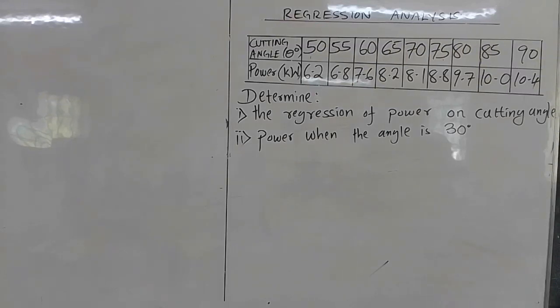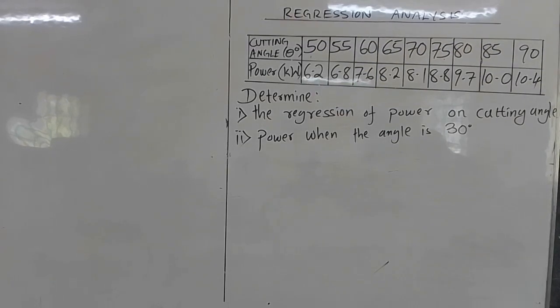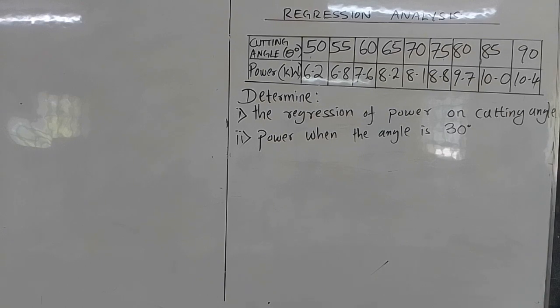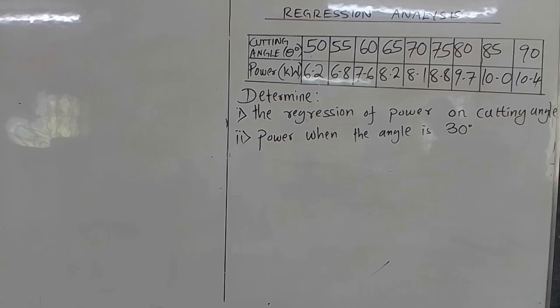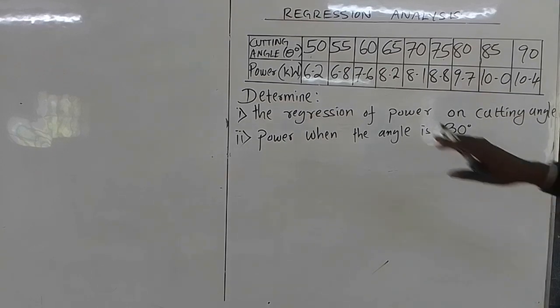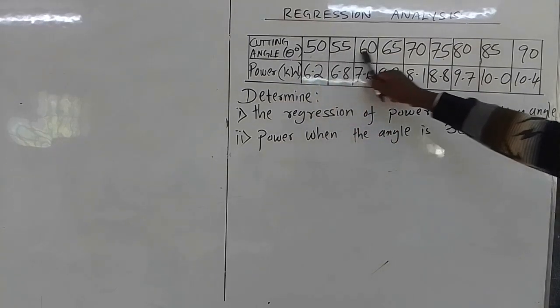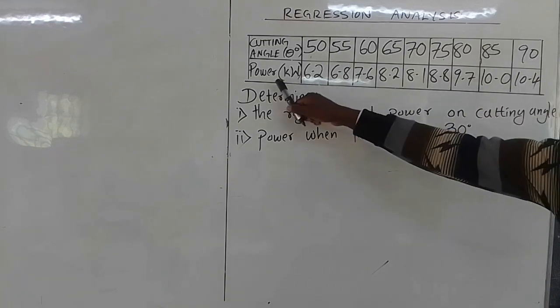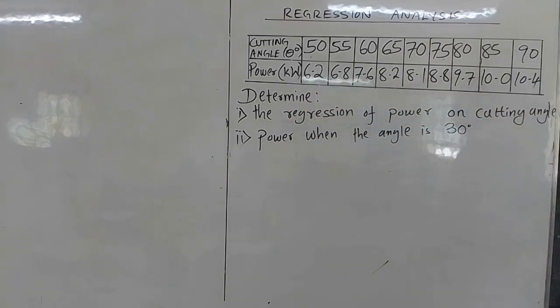In this case, on the least square method, you've been told the power needed to drive a lathe machine increases as the cutting angle of the tool increases, at constant speed and depth of cut. The relationship is as shown in this table. So we have the cutting angles given there, in degrees, and the power in kilowatts.